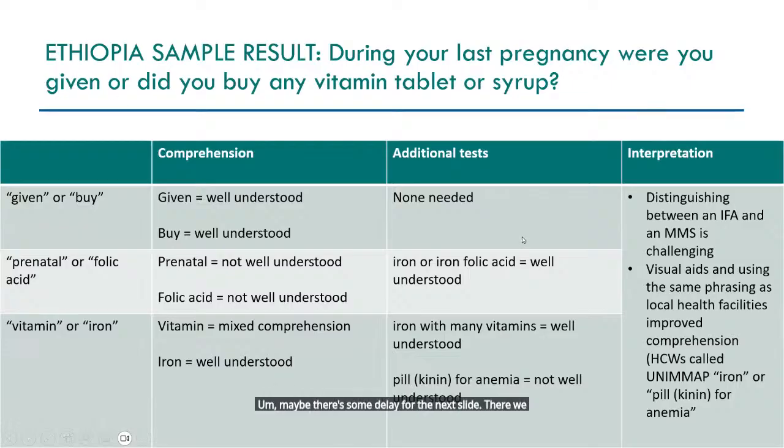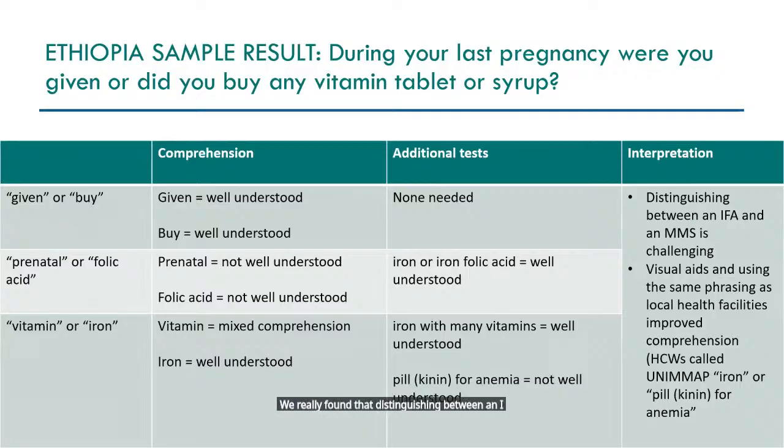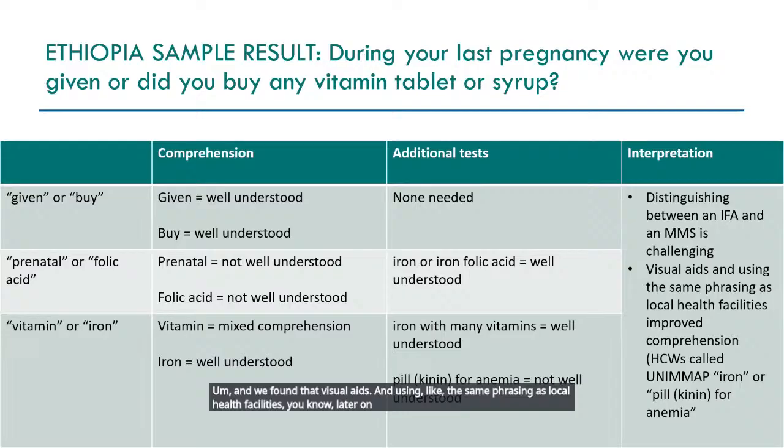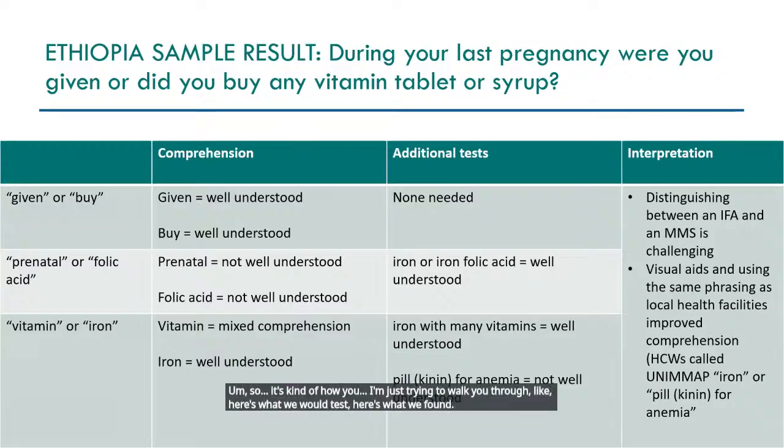There we go. Okay. Reviewing all of the results about what was well understood and what was not, and what was well understood the second time, we really found that distinguishing between an IFA and MMS is really challenging for study participants. And we found that visual aids and using the same phrasing as local health facilities really improved comprehension. I'm just trying to walk you through here's what we would test, here's what we found, here's how you might try again to improve.